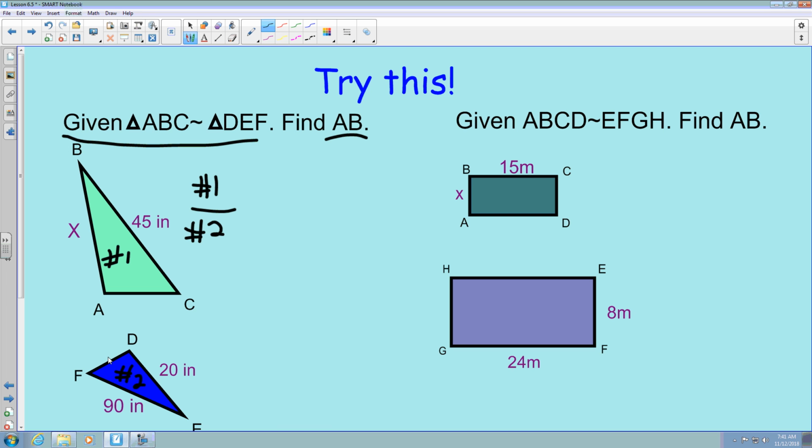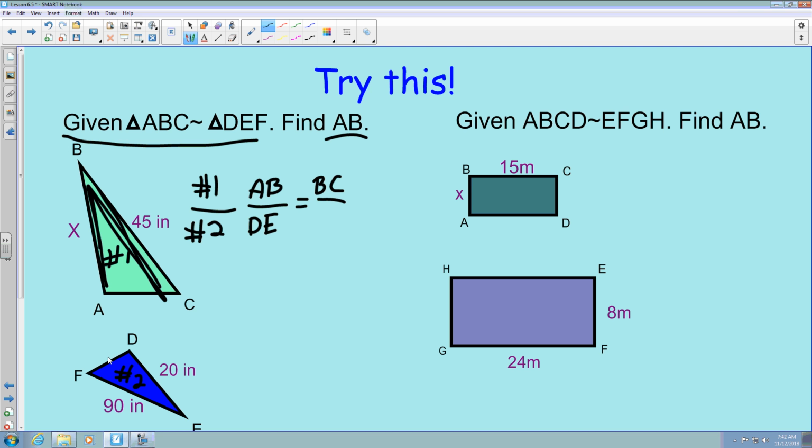So I look at shape number 1. I have a measurement here, and I have a variable here. It looks like I have AB as my variable, so I'll write that in. The corresponding side to AB will be DE. First and second in the statement, first and second in the statement. And it's going to be equal to the known value in shape 1, which comes from BC.